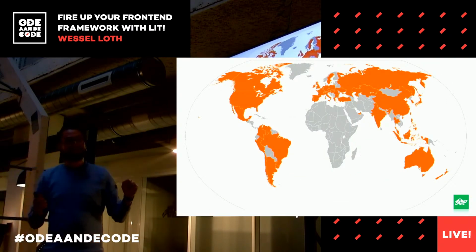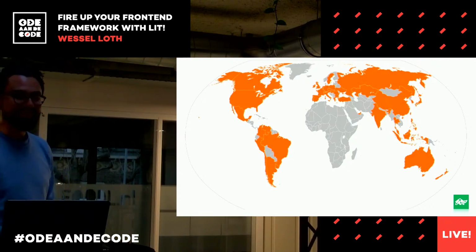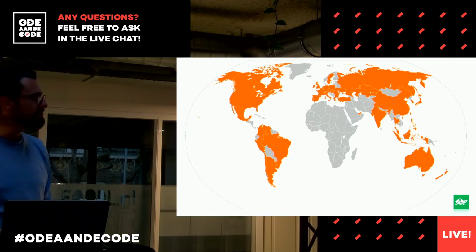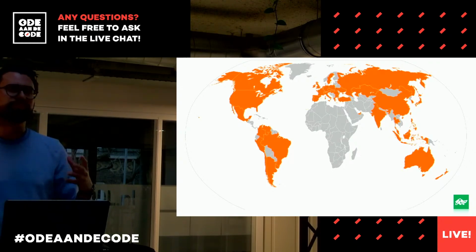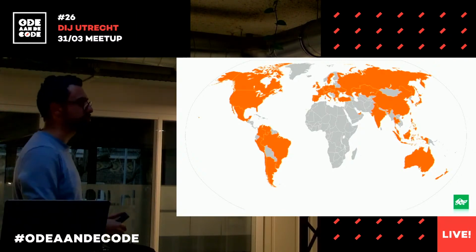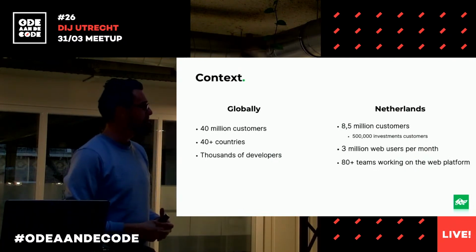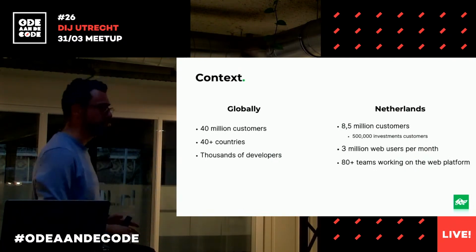So I have a nice map over here. It's not some map of COVID infections or anything. These are the countries that ING is active in. It's actually quite a lot of countries. That's just to give you a bit of context about the scale of how they are using web components spread throughout the world. And to give some more context and numbers, globally there's 40 million customers, more than 40 countries.